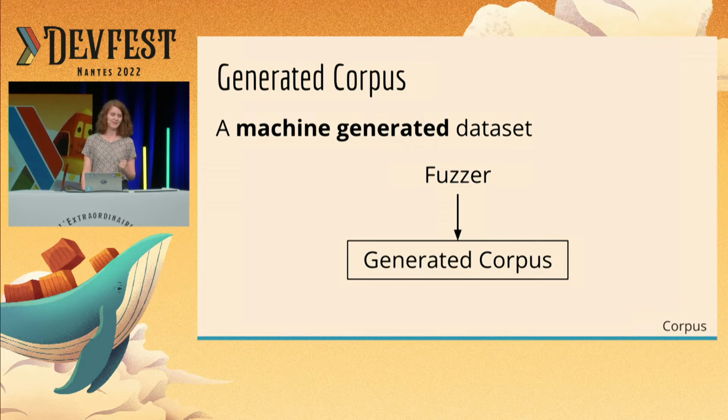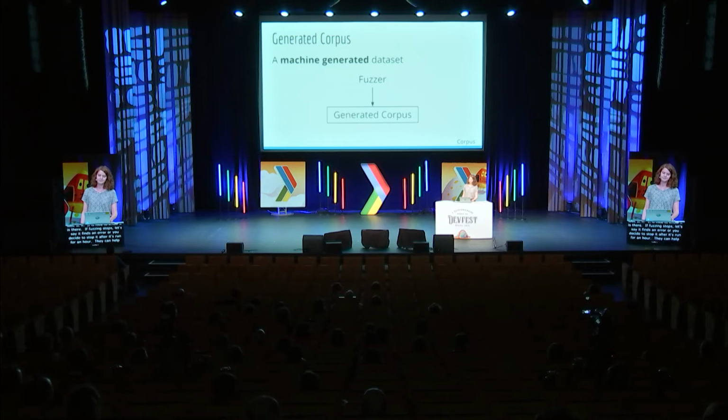The generated corpus, on the other hand, is machine-generated rather than user-defined. And it's maintained entirely by the fuzzing engine. You should hopefully never have to touch this, never have to look at it, but it is nice to know that it's there. If fuzzing stops, let's say it finds an error, or maybe you just decided to stop it after it's run for an hour, this machine-generated data set can help it pick up where it left off and keep track of the things that it finds interesting as it runs.